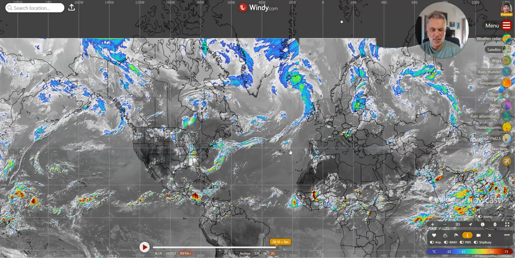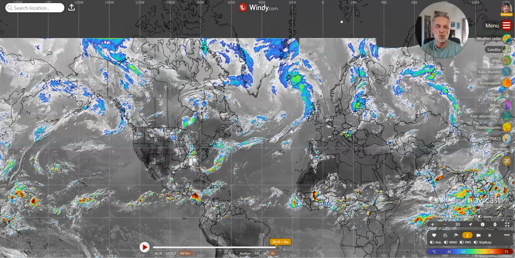Looking at the satellite imagery this time, we're looking at the global infrared satellite imagery here on windy.com. The idea here was to show you a little bit about some of these mid-latitude frontal features.